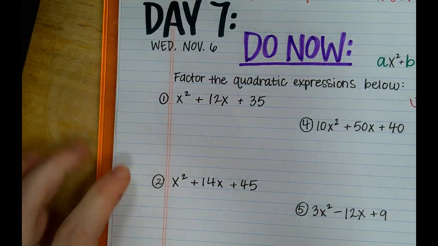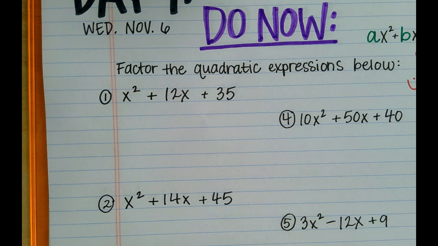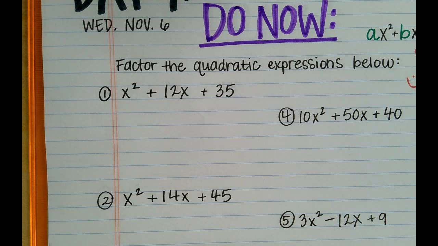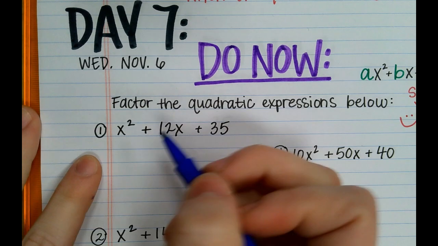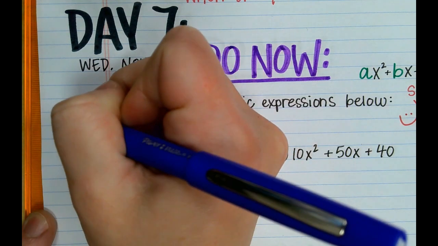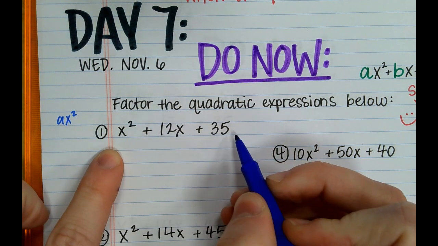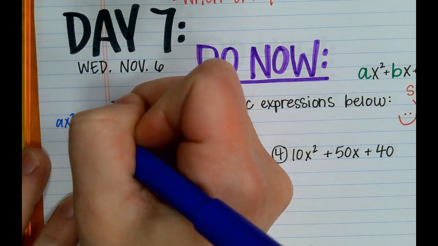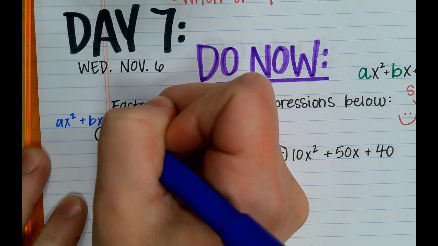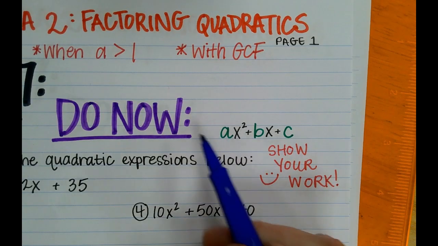Let's look at number 1 together. So we have a quadratic expression here, and we want to factor it. Whenever we're factoring a quadratic expression, what is our answer going to look like? What's the format going to be like? Are you talking about the ax squared plus bx plus c? Yeah, sure, let's write that out. Ax squared plus bx plus c. So that's our expression layout.